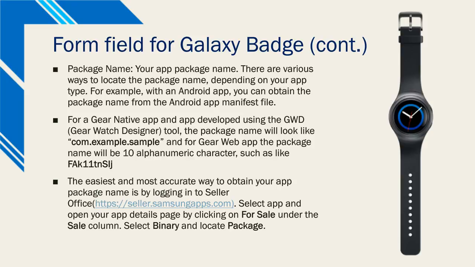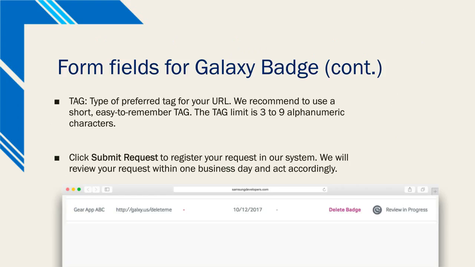Now, the other field is tag. So our Galaxy Batch URL starts as galaxy.us/ whatever you want to use as a tag. So say, for example, for Burgeon watch faces, I can create something like galaxy.us/Burgeon. So whatever you want to have after the galaxy.us/, you can enter it here as a tag. It should be between 3 to 9 alphanumeric characters.